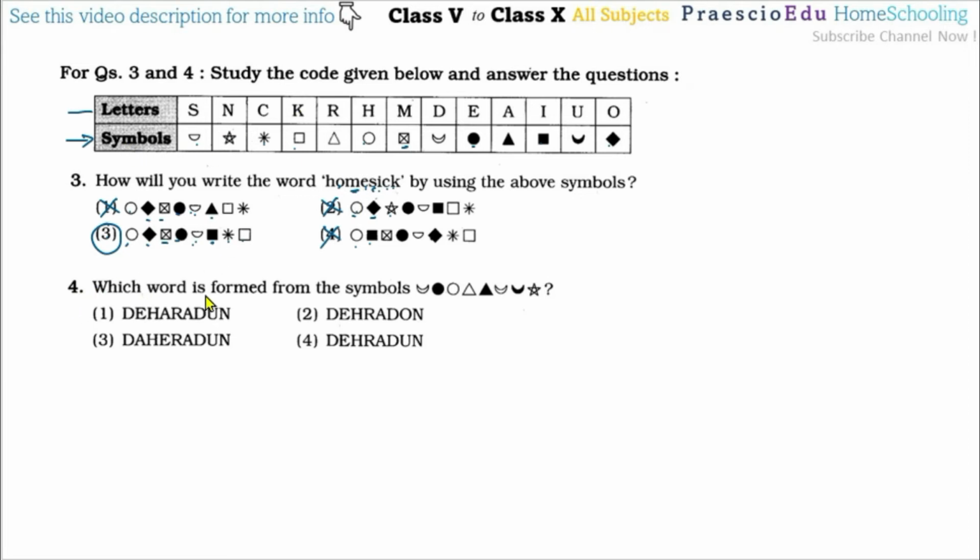Then question number 4: which word is formed by using the symbols? This symbol is for D, then this symbol for E, then this symbol for H, and this one for R, this triangle for A, this symbol for D, this one for U, and this one for N. So this is Dehradun, which is given in option number 4.